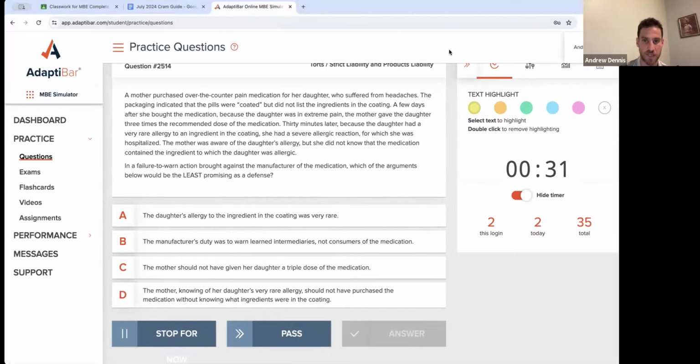The mother was aware of the daughter's allergy, but did not know that the medication contained the ingredient to which the daughter was allergic. In a failure to warn action brought against the manufacturer of the medication, which of the arguments below would be the least promising as a defense? A: The daughter's allergy to the ingredient in the coating was very rare. B: The manufacturer's duty was to warn learned intermediaries, not consumers of the medication. C: The mother should not have given the daughter a triple dose of the medication. D: The mother, knowing of her daughter's very rare allergy, should not have purchased the medication without knowing what ingredients were in the coating. Take your time, everyone. You can read this one again.